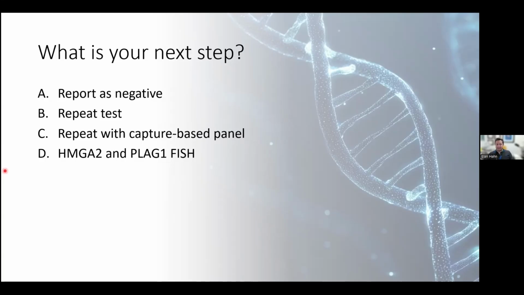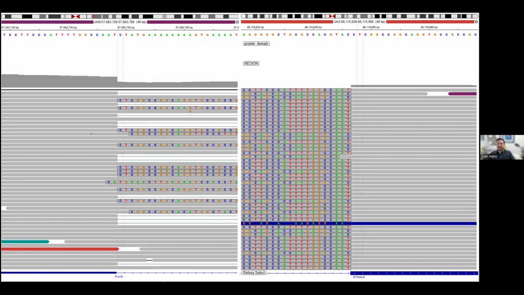So with amplicon-based methods for fusions, you need primers for both of the partners. So not just HMGA2 or PLAG1, but also the fusion partner. And if you don't have that, you're not going to detect the fusion. But once we repeated with a capture-based panel, where all you need is one of the genes, and then you sequence across the breakpoint to find the partner, you could find novel fusions.